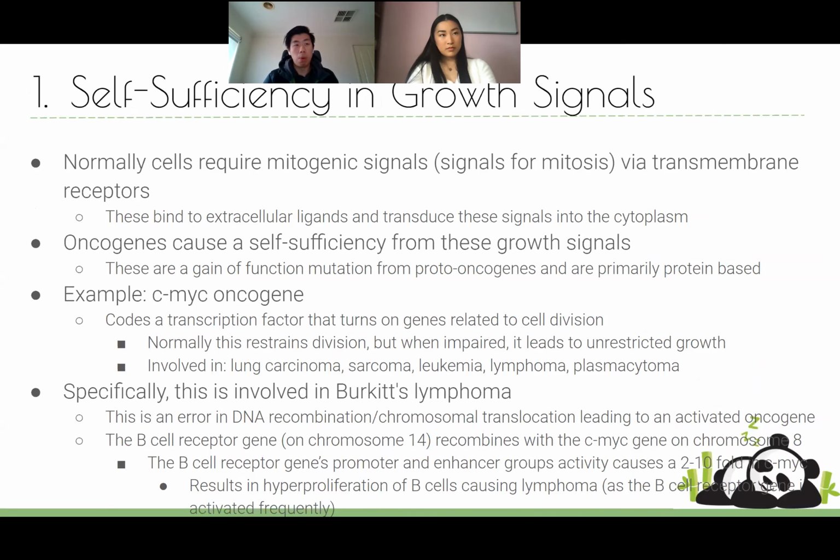Okay, so number 1, your first characteristic. So self-sufficiency in growth signals. Basically, normal cells require signals for mitosis via transmembrane proteins.